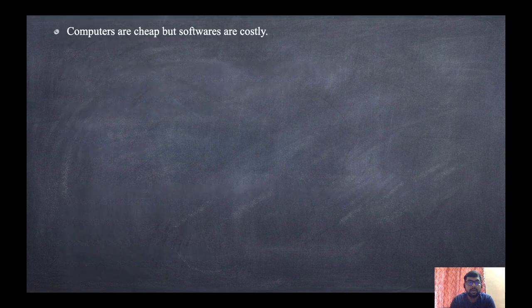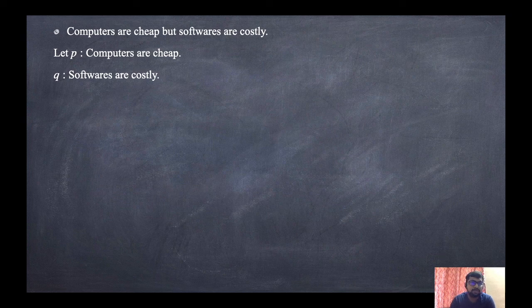Now next, computers are cheap, but softwares are costly. How many partitions will there be? Computers are cheap, softwares are costly. So let P be computers are cheap and Q be softwares are costly. Again here we have "but", and we know that "but" stands for "and". So this is easy. The propositional form will be P and Q.